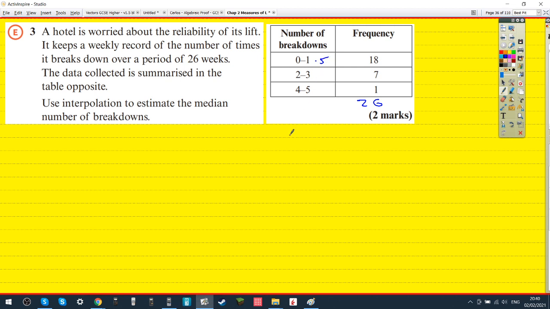Second one would be 1.5 to 3.5. Third one would be 3.5 to 5.5. Yep. And then you find the midpoint of all of them. Yeah, you're doing mean, I think. Median. Oh yeah.